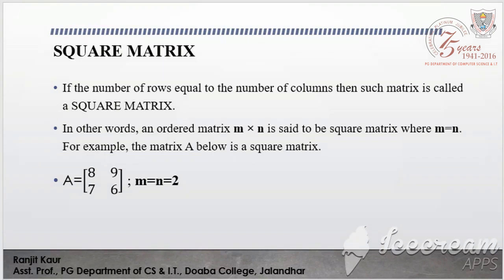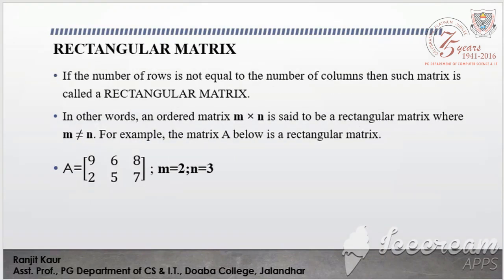Now let's talk about another type of matrix, which is the rectangular matrix. What is a rectangular matrix? If the number of rows is not equal to the number of columns, then that matrix is known as a rectangular matrix. That means a matrix which has a different number of rows and a different number of columns is known as a rectangular matrix. So let's see an example of this.